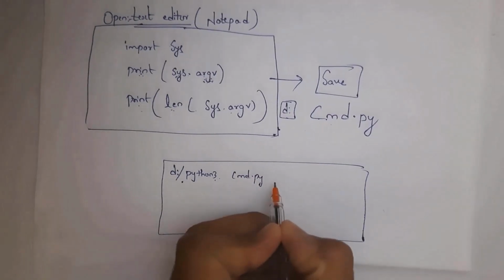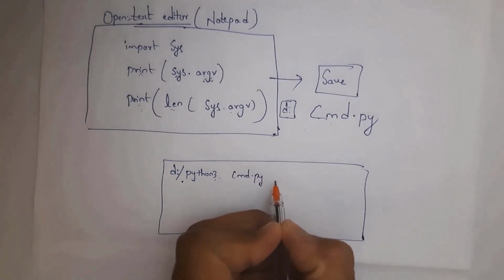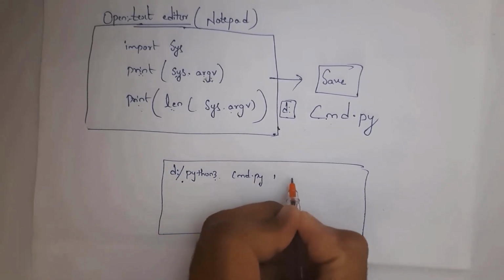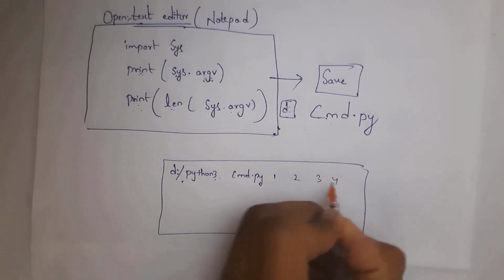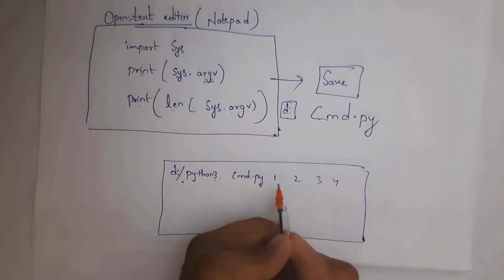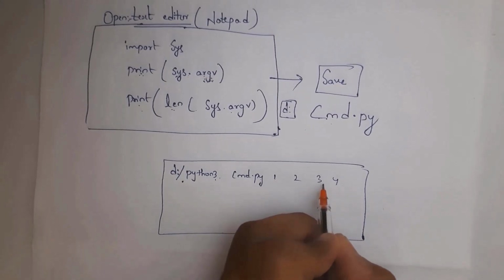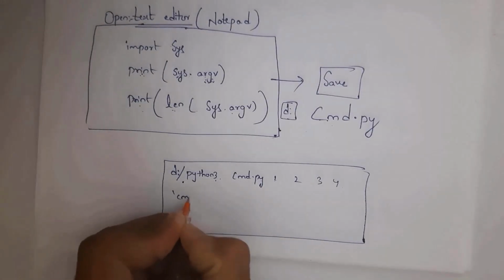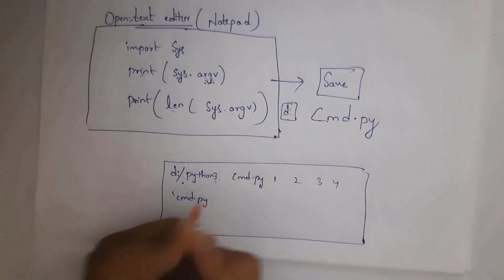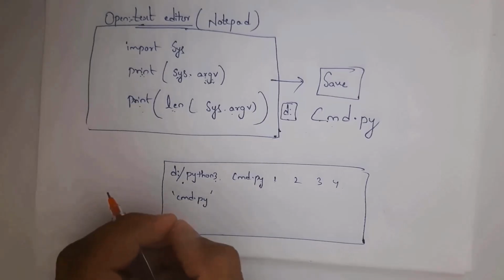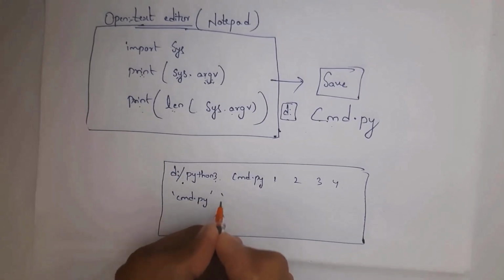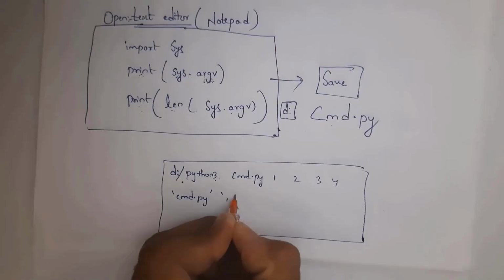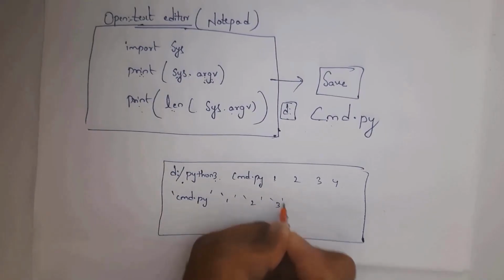And here you can pass multiple number of inputs. For example, I want to give inputs like 1, 2, 3, 4. Don't give commas. Just give here 1 space 2 space 3 space 4. And whenever you click on enter, you will get output cmd.py because my file name is cmd.py. So at first you will get output cmd.py in single quotations. Next input 1, input 2, input 3 and input 4.